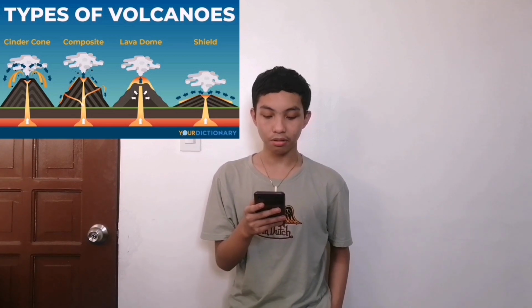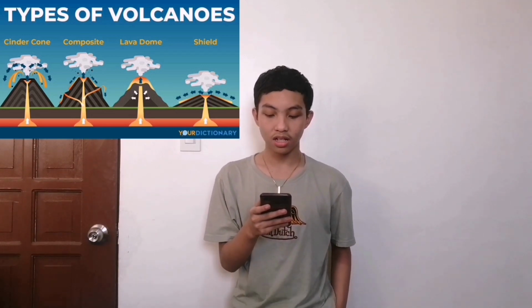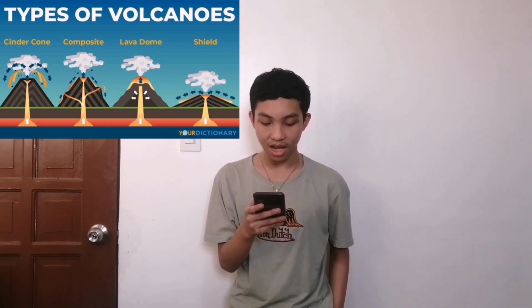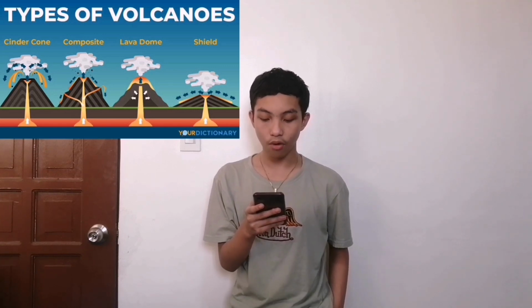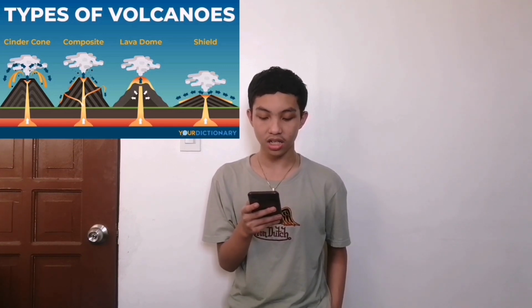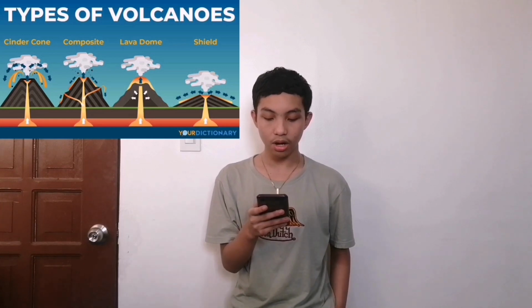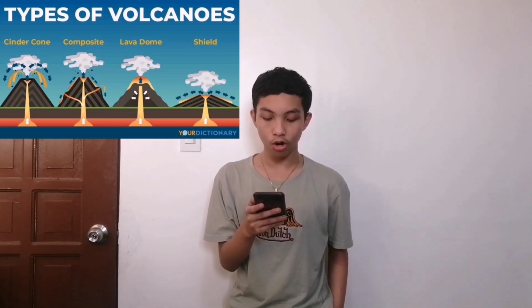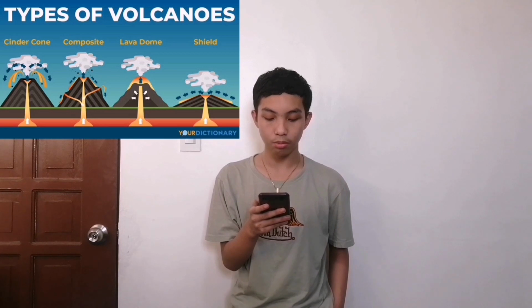Second, composite volcanoes. These are steep-sided volcanoes that are formed from layers of ash and lava. Third, cinder cones. These are small volcanoes that are formed from explosive eruptions.